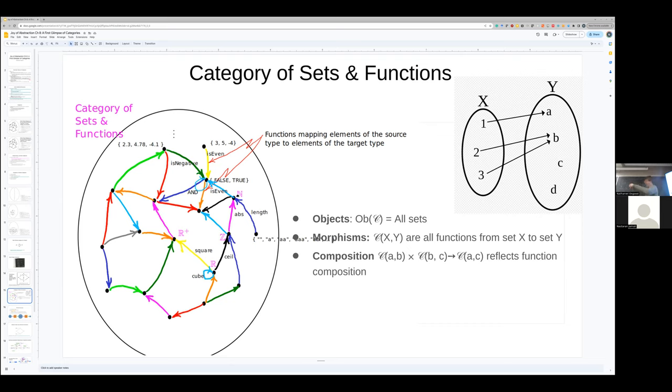Is it a prime? Is it a prime minus one? Is it a prime times three plus two? Yeah, exactly. It's all sorts of functions that will map natural numbers to these Boolean values. Okay.